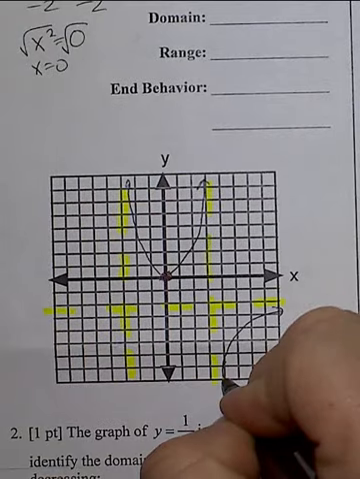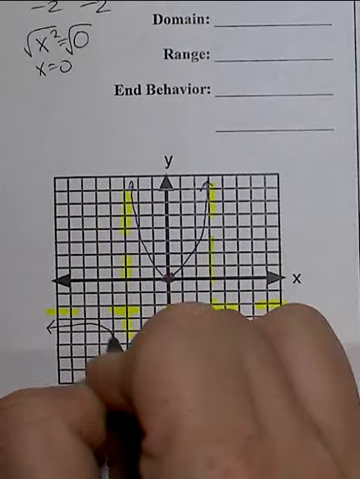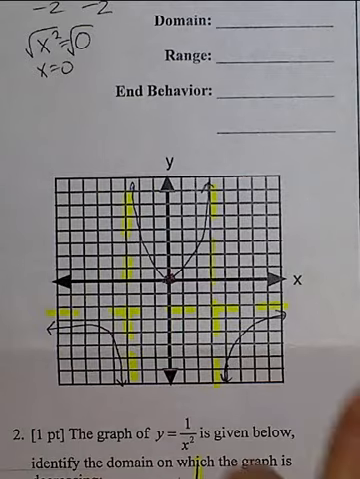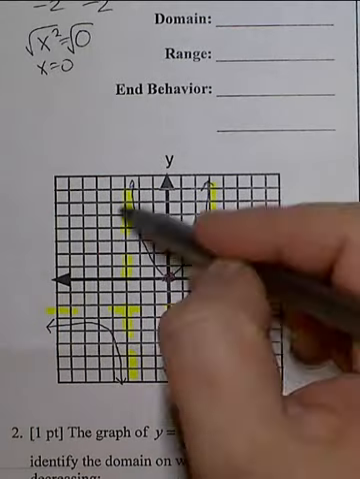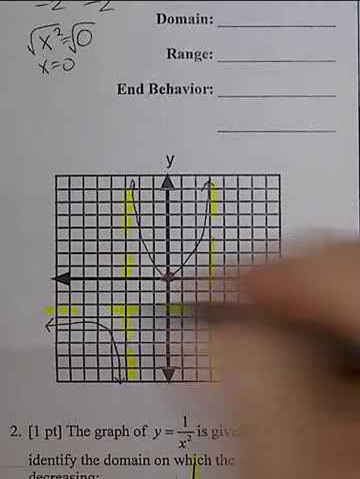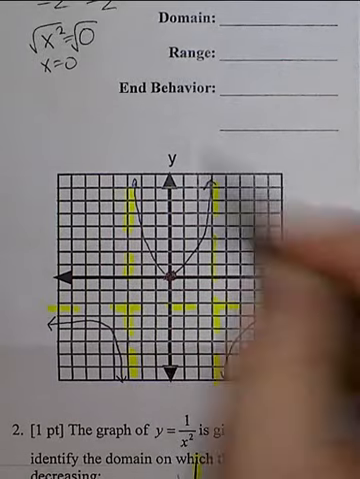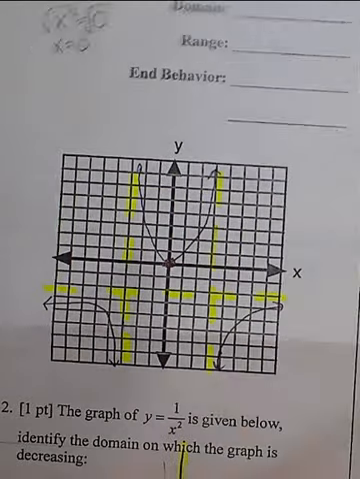Remember, this is just a rough sketch. How am I grading your sketch on the test? I need to visibly be able to see your asymptotes and where your sketches are happening, and I need to be able to see where the 0 is.